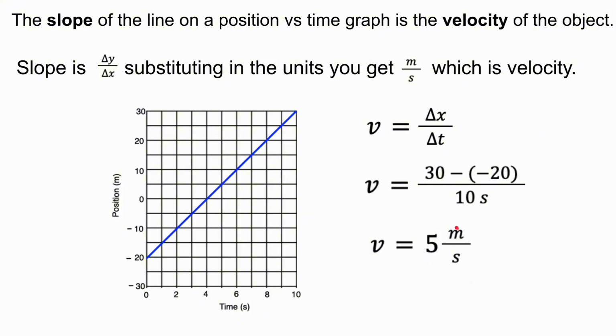Basically, that means with each passing second, the object travels 5 meters in the positive direction. So after 1 second, it goes from negative 20 to negative 15. That's 5 meters in the positive direction. It goes from negative 15 to negative 10, negative 10 to negative 5, and so on. So that's one way of interpreting what this means.